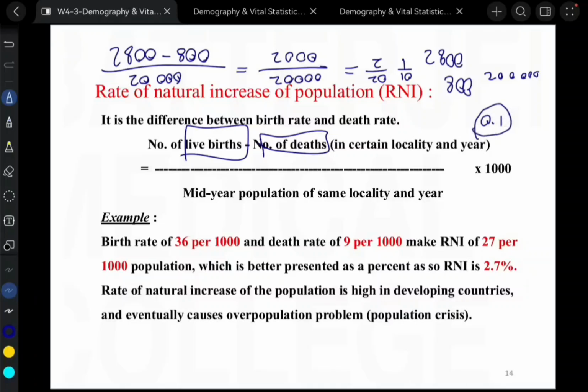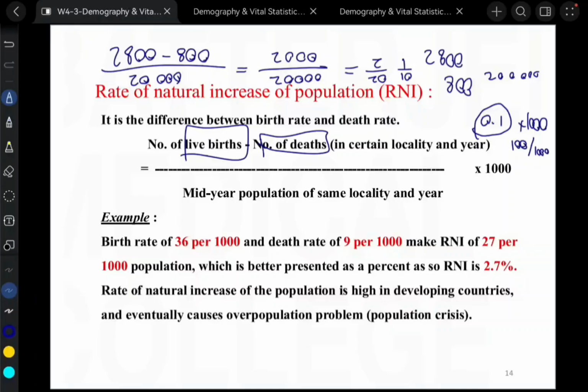Now, as a number, the equation tells us that it's accurate, but it's confusing because we're talking about the number of people here. So if you tell me a decimal like 0.1, that does not make sense, right? So what we do is multiply this number by 1,000, and it gives us 100 per 1,000. So my rate of natural increase of population is going to be 100 people per every 1,000. So I'm increasing by 100 for every 1,000 persons. Okay.